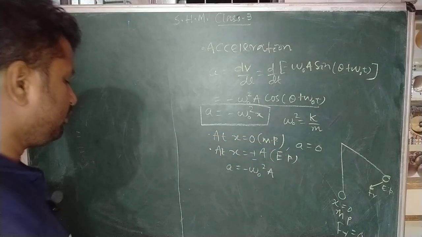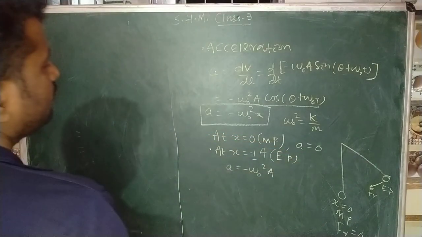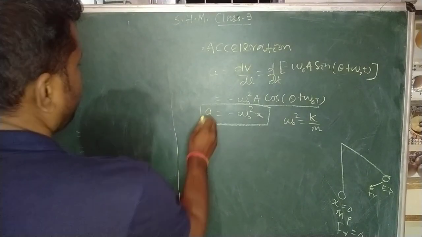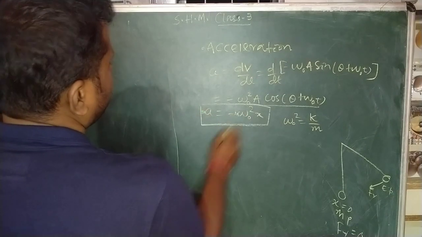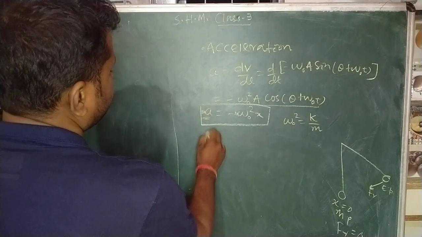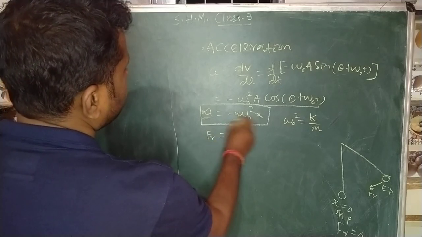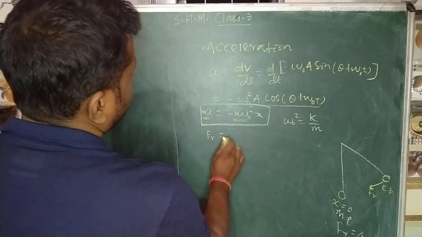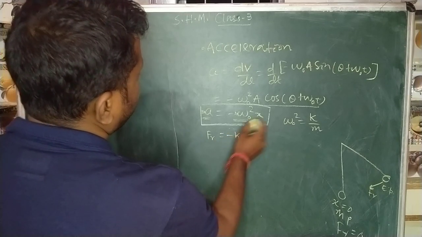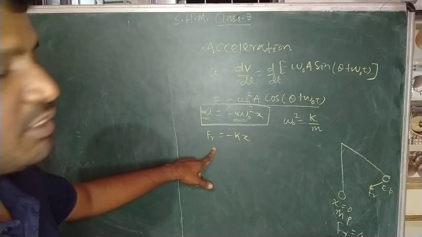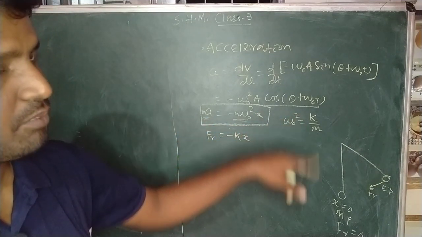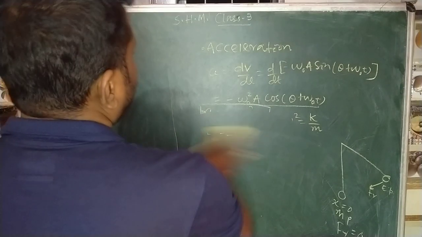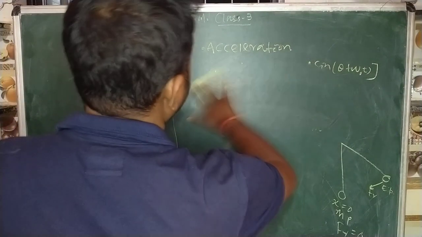Clear? You can get the expression for restoring force here. If you multiply m here and here, ma is our force. Restoring force is equal to minus m omega naught square x. M omega naught square is k, so minus k x. This is the expression for restoring force. Simply multiply m throughout and you get this expression. It's very easy.